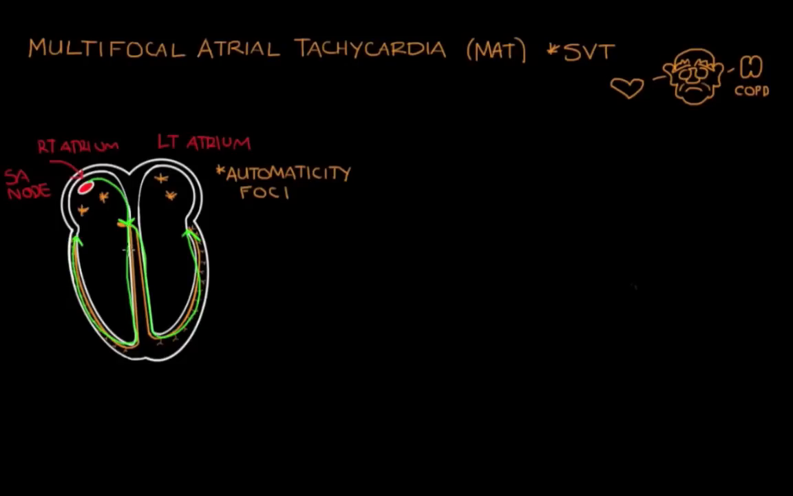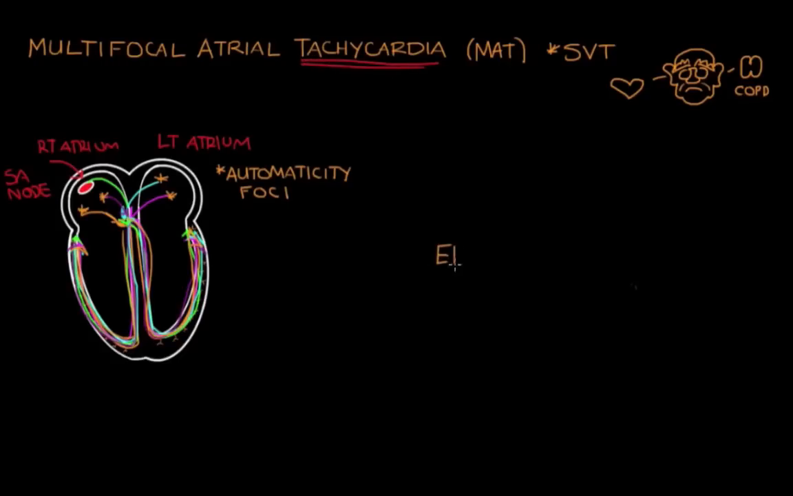However, in MAT, pacemaker activity no longer originates from the SA node, but rather from multiple automaticity foci. Each automaticity focus paces at its own rate. So as a result, multiple pacing centers or foci fire at the same time, but in no organized fashion. So they're all sending signals to the ventricles to contract. Since the ventricles are getting signals from multiple pacing centers, this is going to cause a tachycardia, or a heart rate of greater than 100 beats per minute.